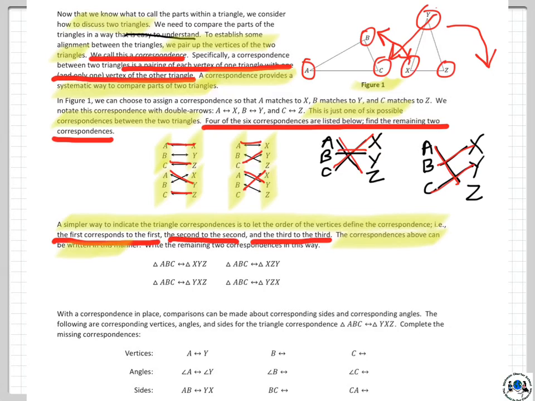I'm making a mess of my thing. I can't see what was on here. Okay, yeah, it can be written in this manner. So write the remaining two correspondences in this way.